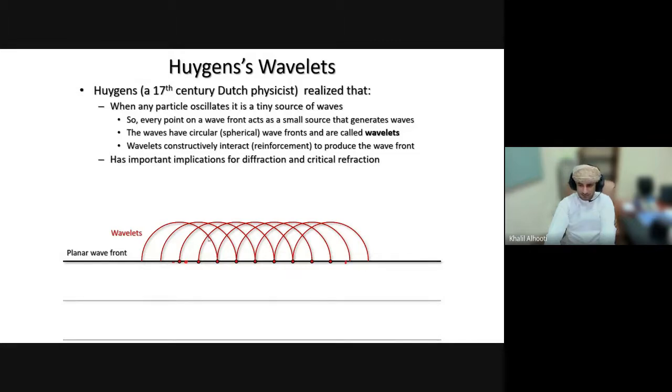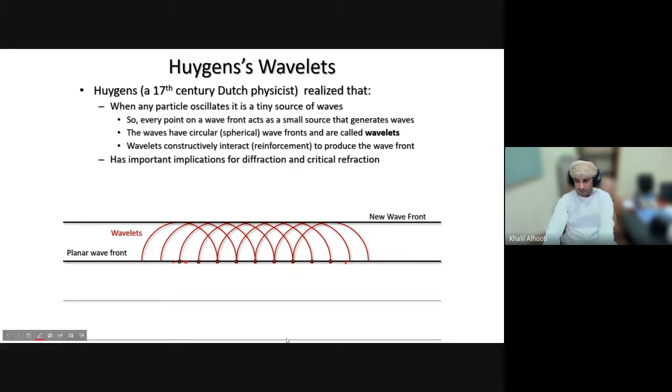So in these points, for example, here, they might interfere destructively, whereas at that apex, they will interfere constructively. And this is the phenomenon which lets the energy or the wave fronts travel from one place to another place, based on the principle of Huygens. So here is the new wavefront. It traveled from here to here to here to here based on what we call wavelets.